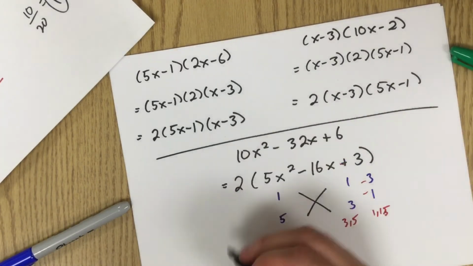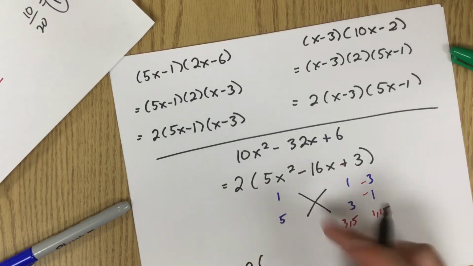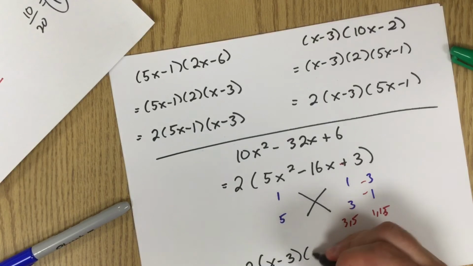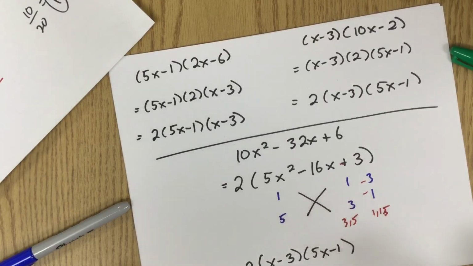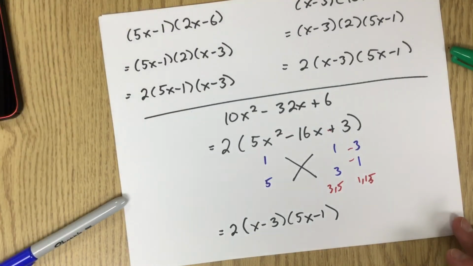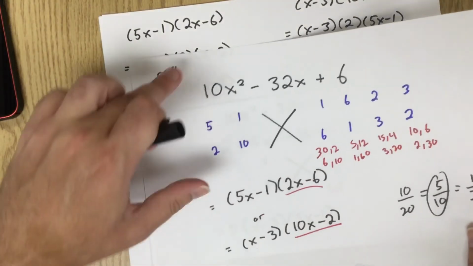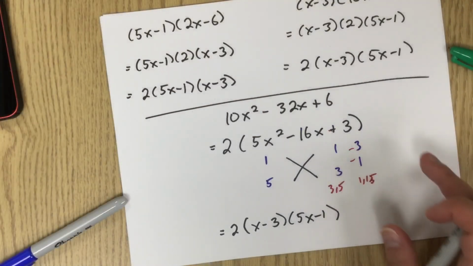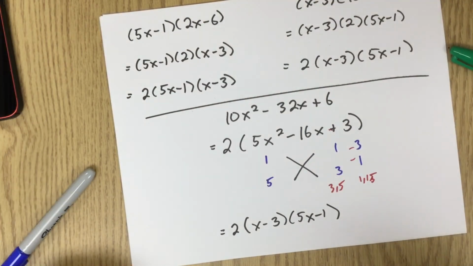And so this 2 is still going to be there. From the top, we're going to get x minus 3. And then from the bottom, we're going to get 5x minus 1, which is another way of getting the same answer. So notice there's 3 ways we could do it. We could do the complex factoring right away, then common factor after, or we could common factor first and make our life a lot easier.